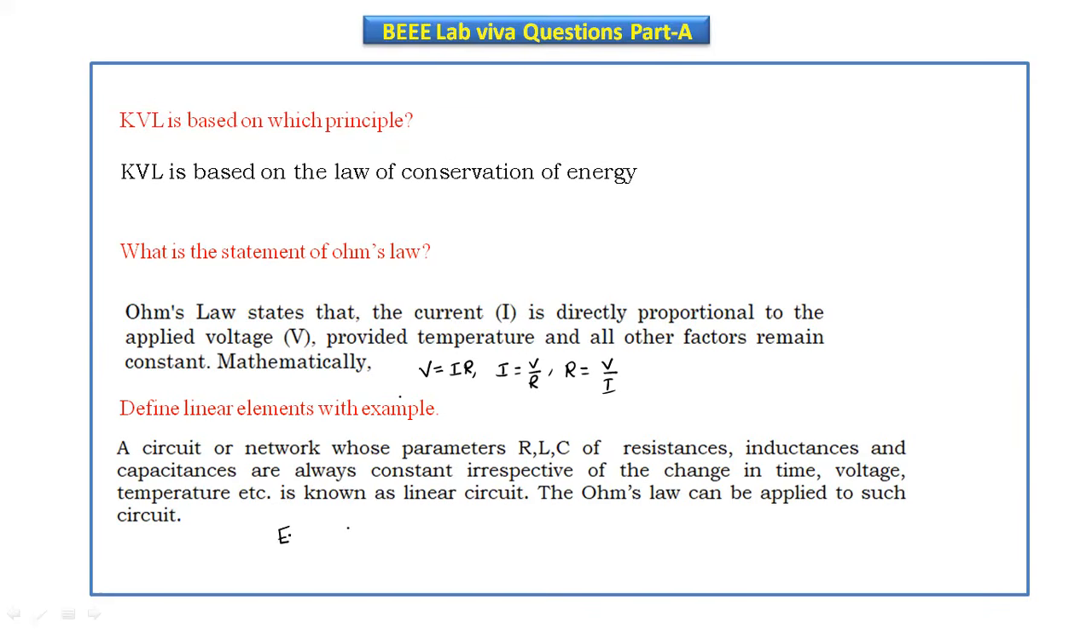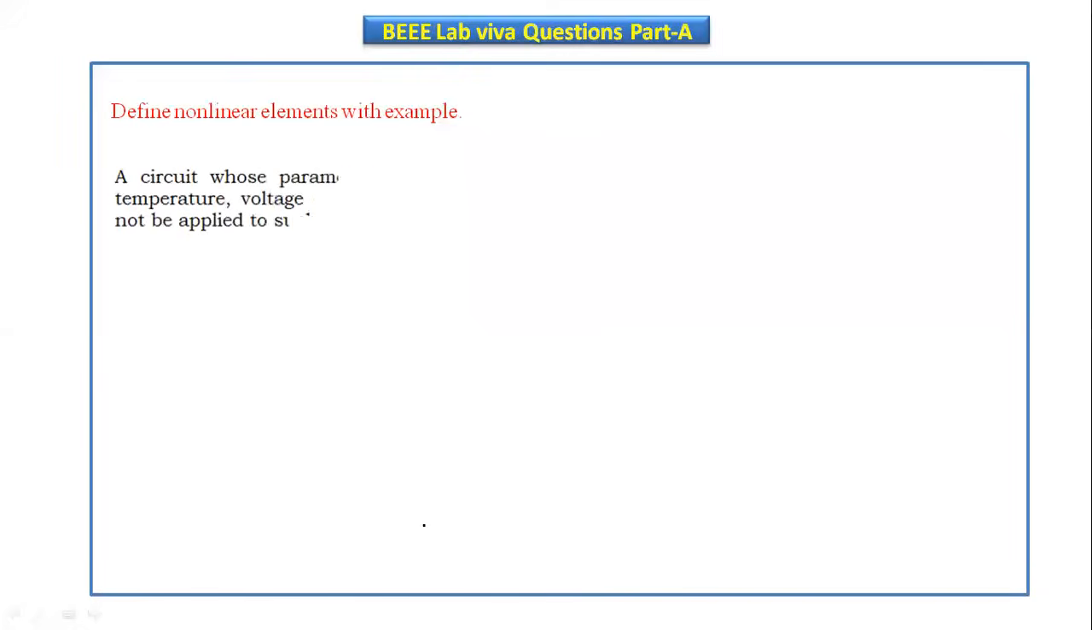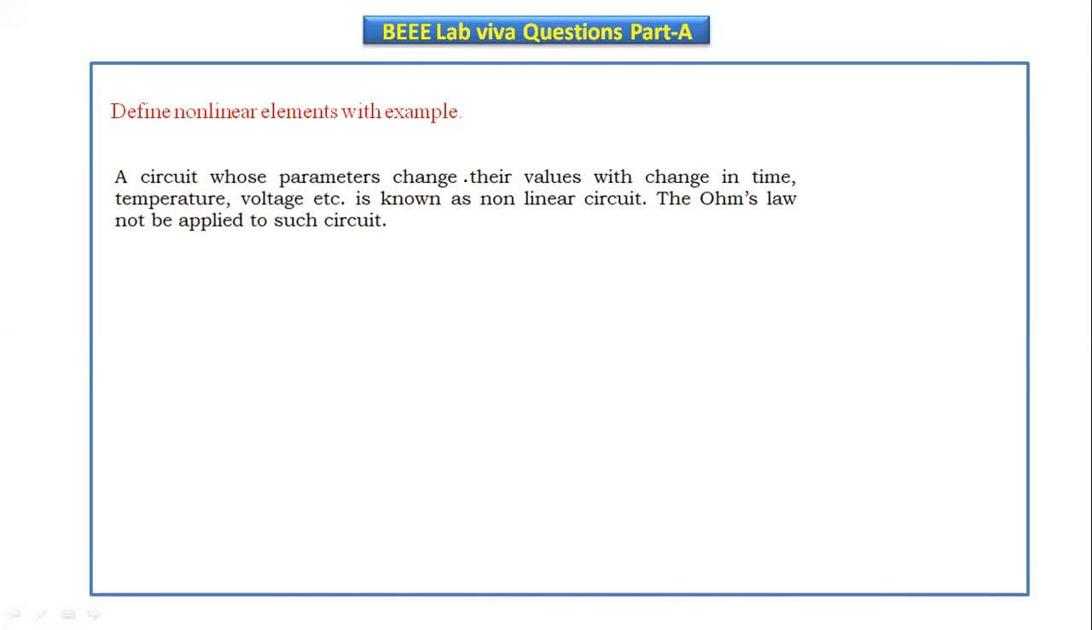The examples of linear elements are resistors, inductors, and capacitors. Next, non-linear elements. A circuit whose parameters change their values with a change in time, temperature, or voltage is known as a non-linear element. Ohm's law is not applicable to such a circuit. This is exactly opposite to linear elements.